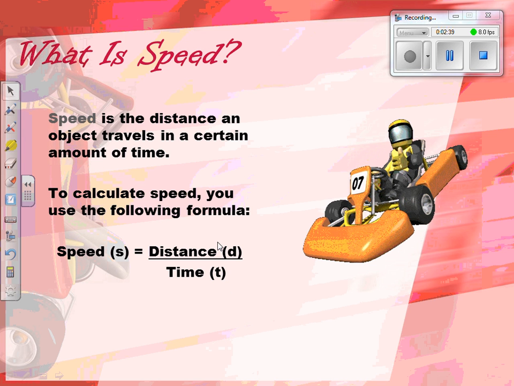So the distance was 100 miles. The time was 2 hours. So it would be 50 if you did the math. If you put 100 divided by 2 hours in the calculator, you get 50 miles per hour.